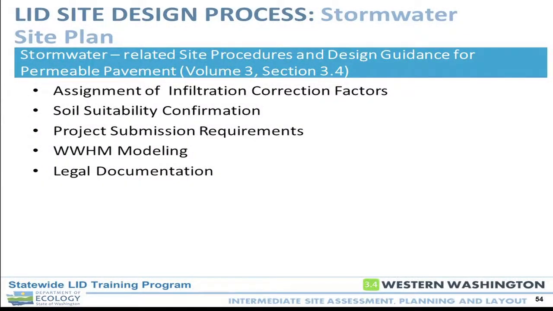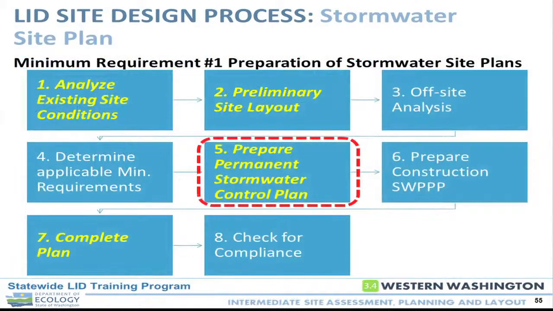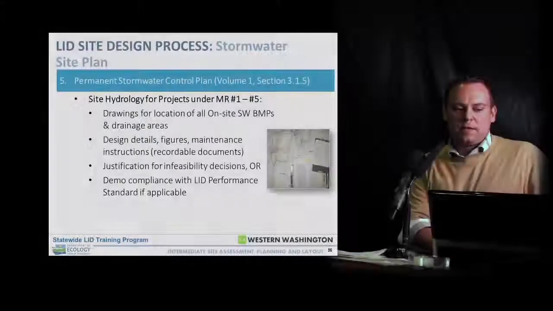Okay, and a little bit more detail in there, the assignment of infiltration correction factors, soil suitability confirmation. But really what it is, it's getting a little bit more into the details of what you need to submit for the projects, requirements, and demonstrating your low impact development feasibility. So next we're going to dive into the permanent stormwater control plan. Again, this is really the meat of it. This is what we're going to actually build for these projects.